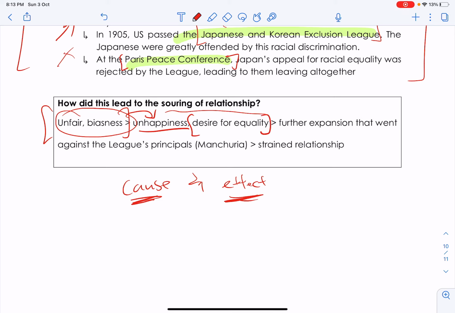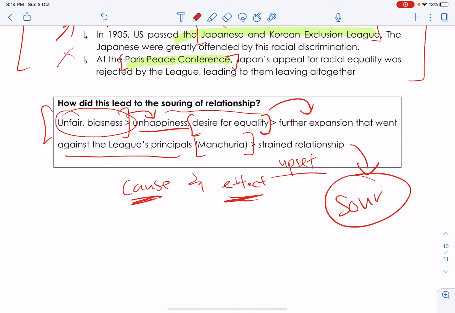And this desire for equality will thus fuel further expansion that went against the League's principles in Manchuria, right? The Manchurian crisis. And because of this Manchurian crisis, it made the West even more upset with Japan, and therefore this further strained their relationship, and therefore it clearly explains how their relationship became sour. So this is called making a valid explanation.